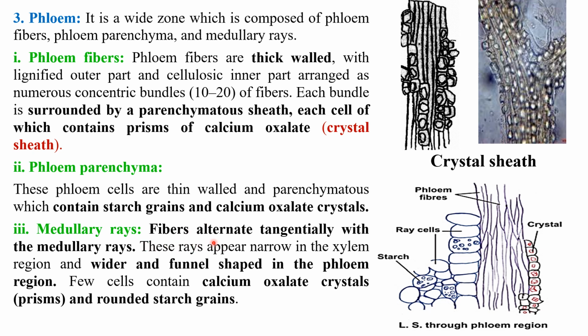Phloem fibers alternate tangentially with the medullary rays and xylem vessels. The medullary rays are wider and funnel-shaped in the phloem region and also contain starch granules and calcium oxalate crystals.